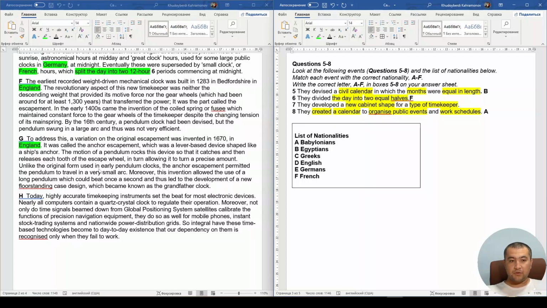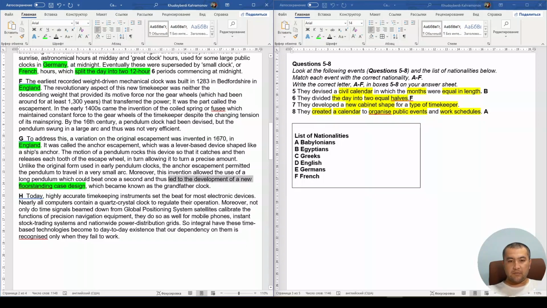Unlike the original form used in early pendulum clocks, the anchor escapement permitted the pendulum to travel in a very small arc. Moreover, this invention allowed the use of a long pendulum, which could beat once a second, and thus led to the development of a new floor-standing case design, which became known as the grandfather clock. All right, the new cabinet shape they developed.